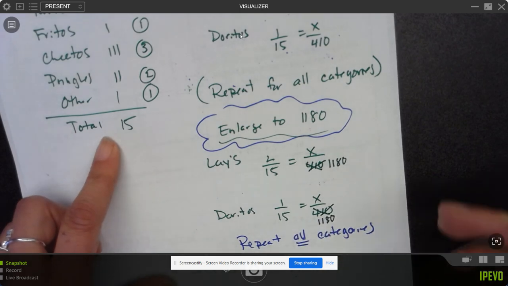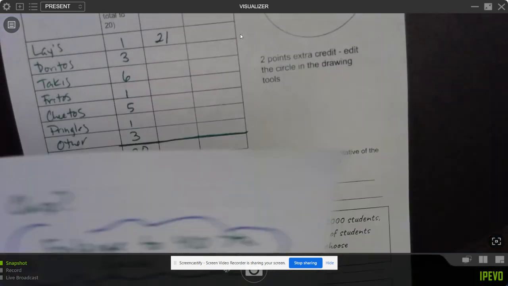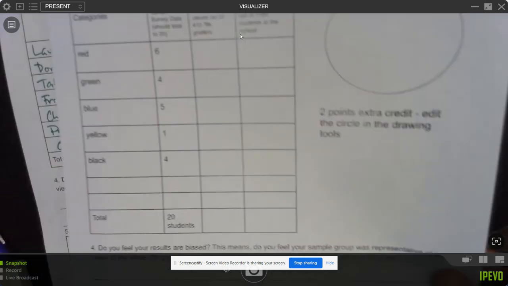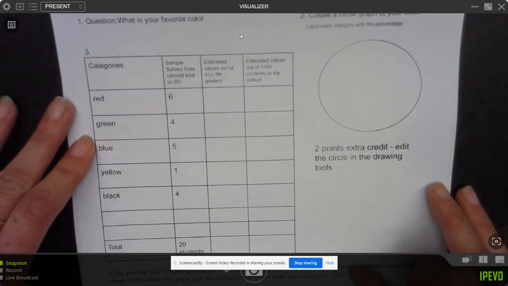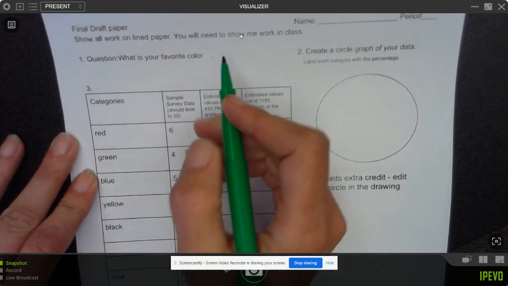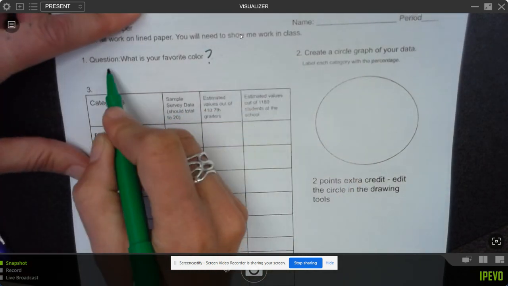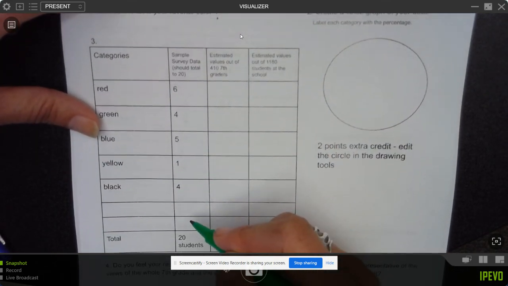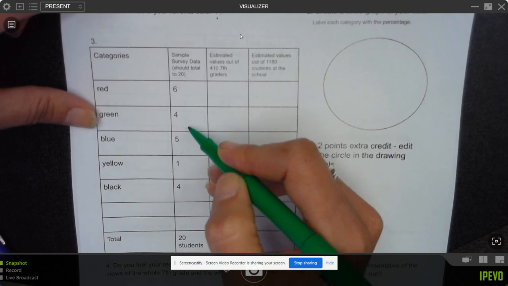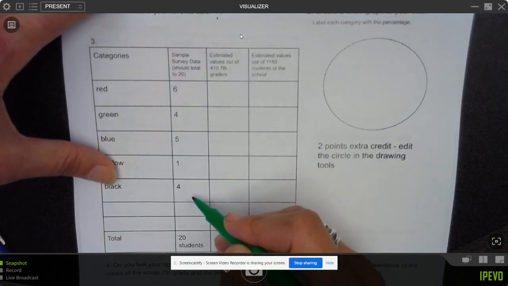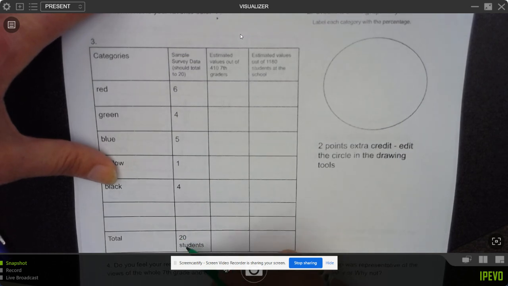1,180, okay? Okay, another issue is, what if you were not here to do the survey at all? If you were not here to do the survey at all, because maybe you're homesick or something like that, you are just going to pretend like this is the survey you did. So your question is, what is your favorite color? You would write that on 1, and you're just going to take this data that I found from an earlier year. Red 6, green 4, blue 5, yellow 1, black 4. And your total would be out of 20.